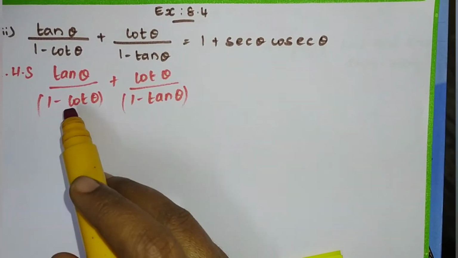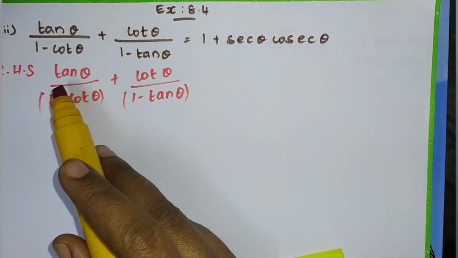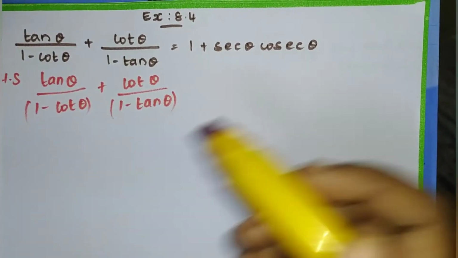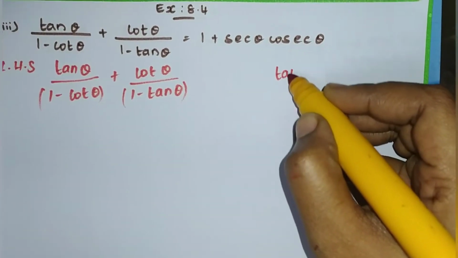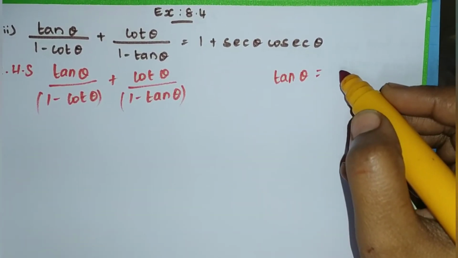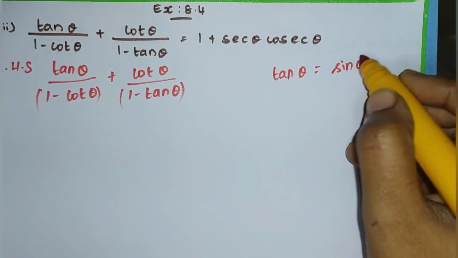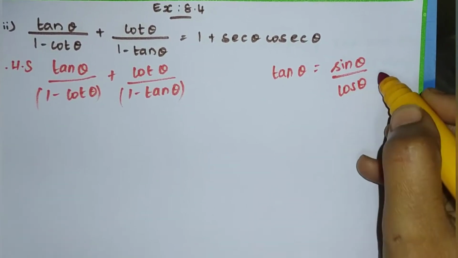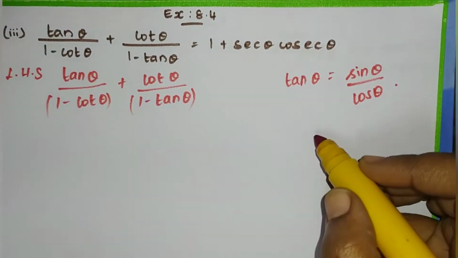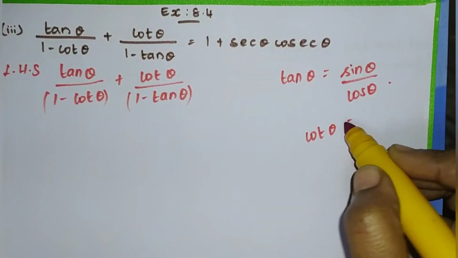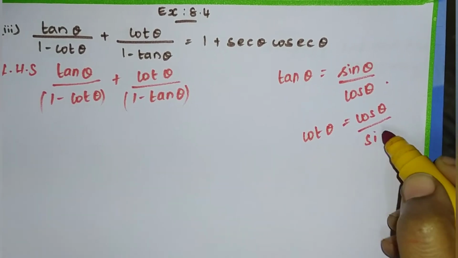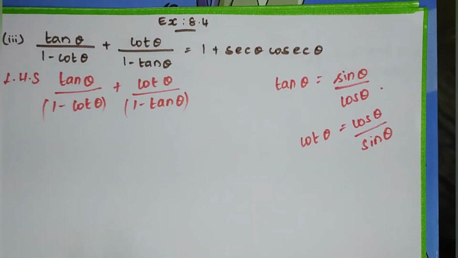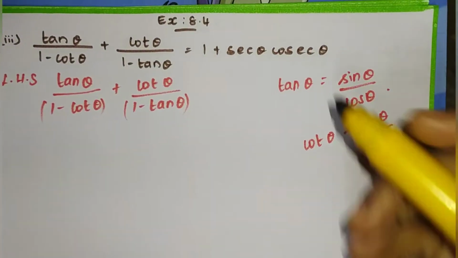Before that, one formula we have for tan theta, no? Instead of tan theta, what we can apply? Tan theta is equal to, with respect to sine and cos, sine theta divided by cos theta. We can apply this one, no? Next, cot theta. Instead of cot theta, what we can apply? Cos theta divided by sin theta. So this one only I am going to apply here.